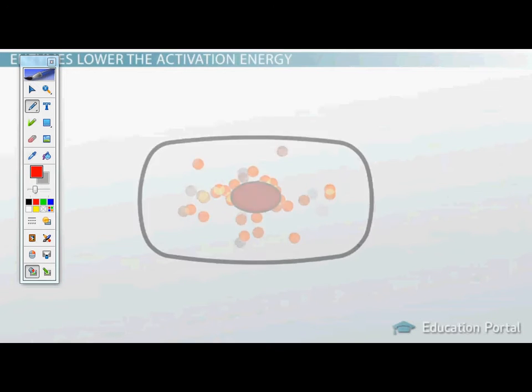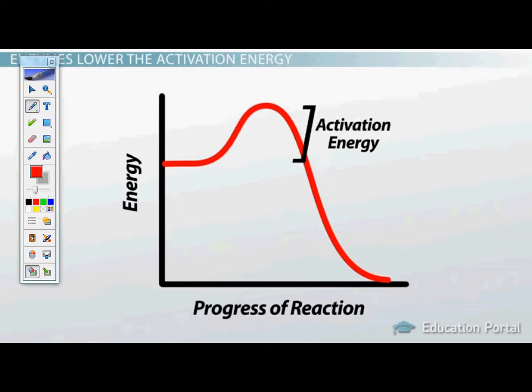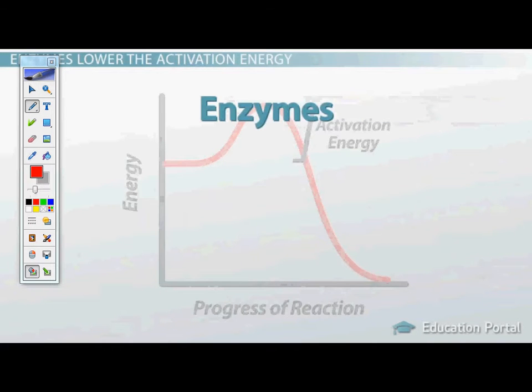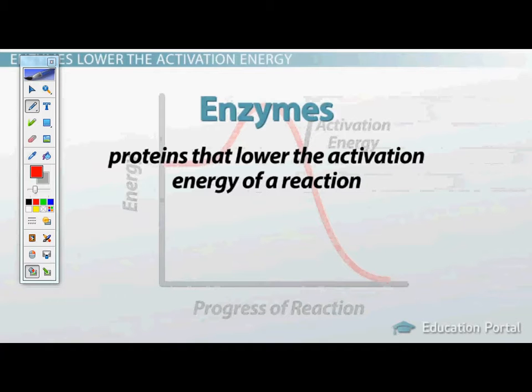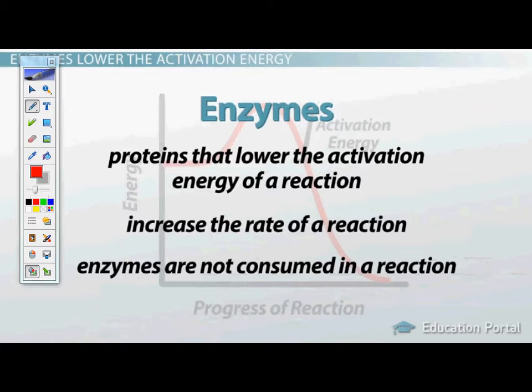This is called the activation energy, or the energy required for a reaction to start. You can think of activation energy as that energy you needed to muster up in order to push that snowball up and over the hill in your backyard in order to maximize the size of your snowball and get it to the other side. What your cells have to help overcome a problem of high activation energy are called enzymes. Enzymes are proteins that lower the activation energy of a reaction. In doing this, enzymes increase the rate of a reaction, helping it to occur faster. However, enzymes are not consumed in a reaction, they simply help it to occur.